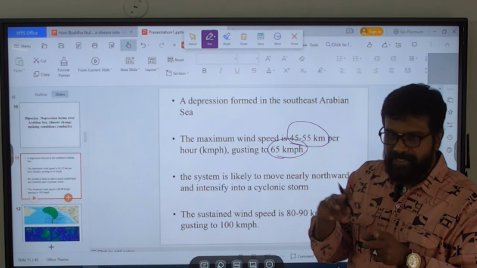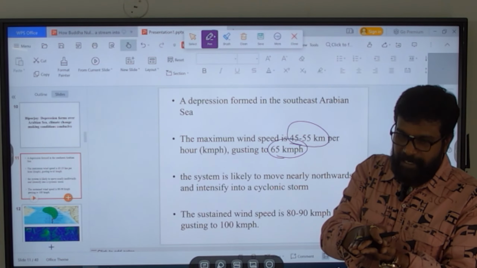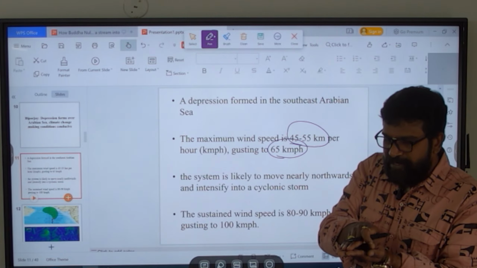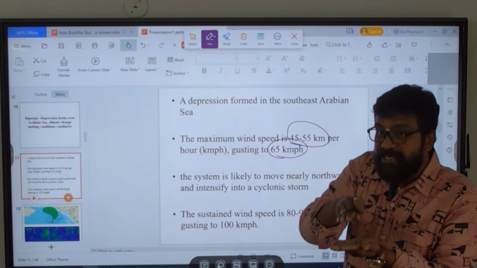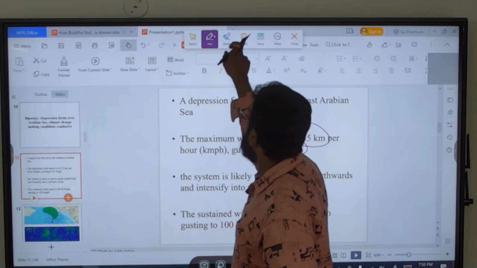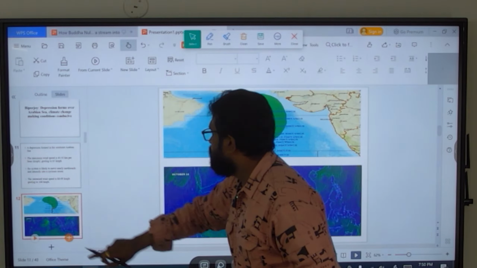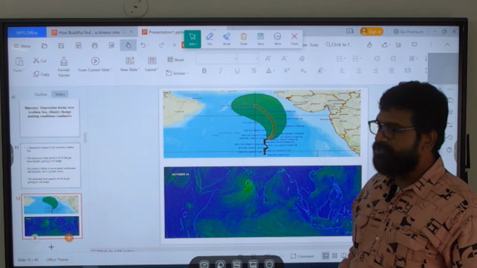You got the difference? Depression. First the depression might have formed in that sea, and after that it might have converted into a cyclone. That's the wind speed; when it gets higher, it might have converted to a cyclone. You see, look at here. I will show you that this is depression. This is cyclone. You see this?